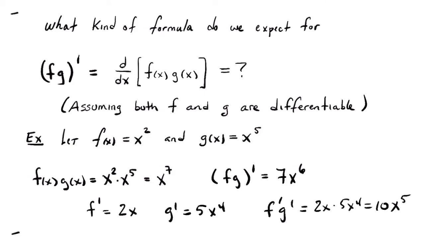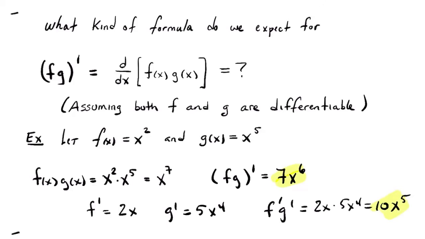So it's different. The derivative of the product is 7x to the sixth. The product of the derivatives is 10x to the fifth. Those aren't the same. So by this example, we haven't discovered the product rule yet, but it's more complicated than sums or differences. And you're probably not surprised. Multiplication is a more complicated operation than addition and subtraction.